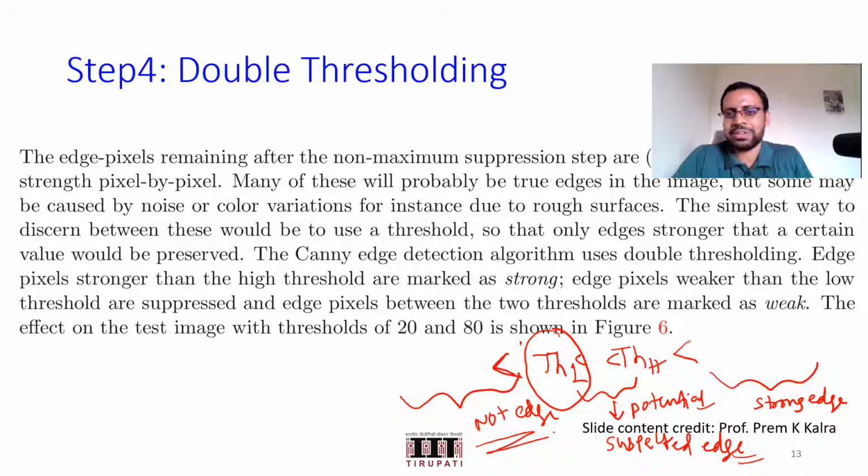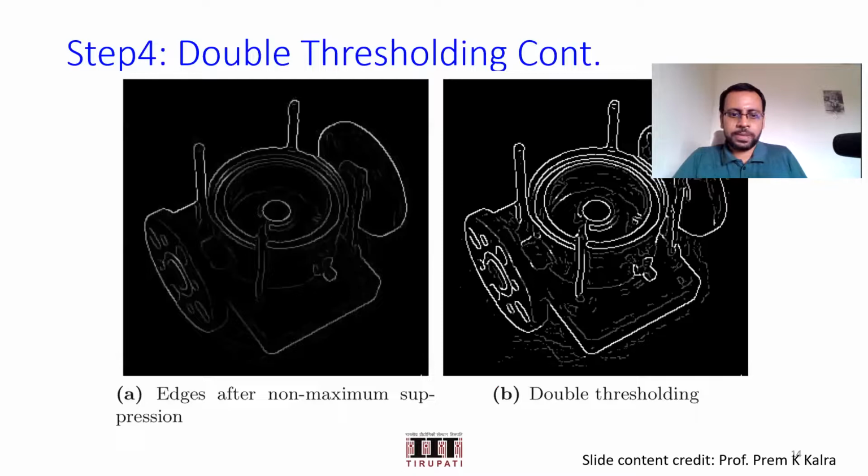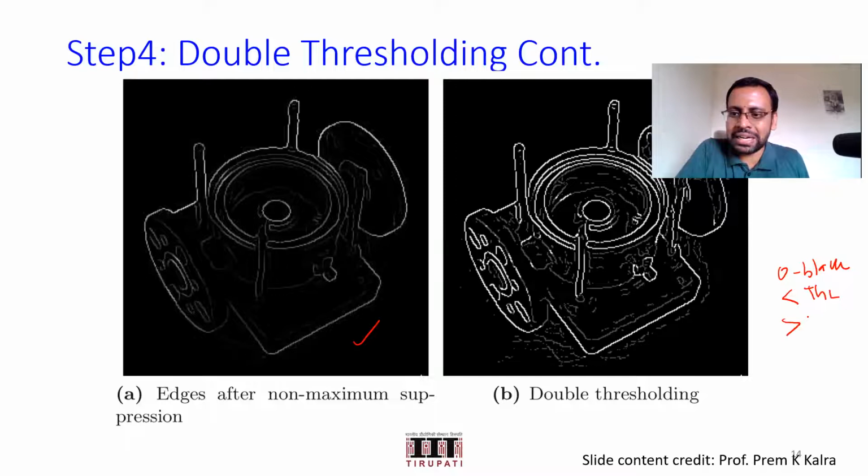This is exactly what you do with edges also. You have strong edges. And now look at here. This is the output you got with non-maximal suppression. For displaying, what you could do is zero is black, no edge. Those are the pixels whose magnitude of gradient is less than the low threshold. Those greater than the threshold, you make it one. That's what you see in that white color.